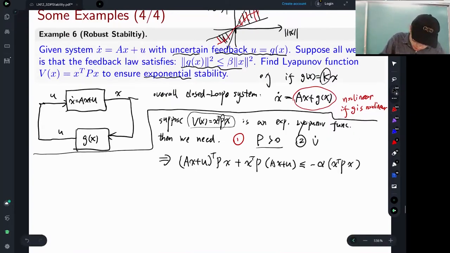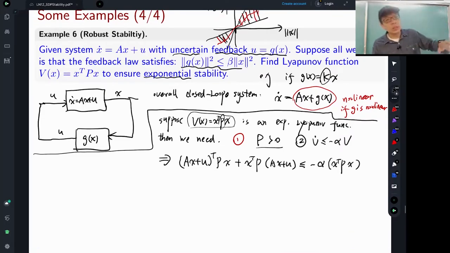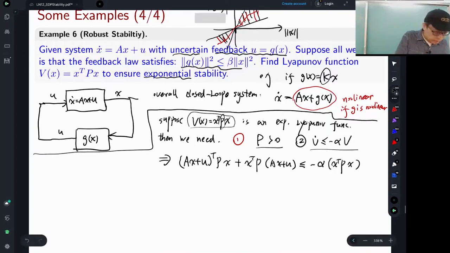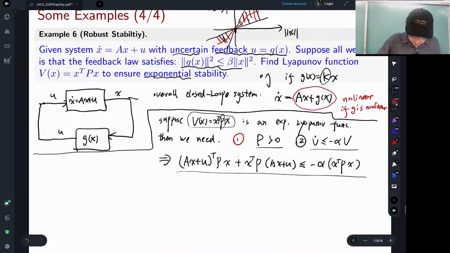Sorry. What I want is V dot less than or equal to negative alpha V. That's my exponential stability: V converges at rate at least alpha, but we also need to translate that back to x, which is another scaling factor. But anyway, this is the exponential Lyapunov function condition. If you take derivatives, that's what you're going to get. That's the condition.